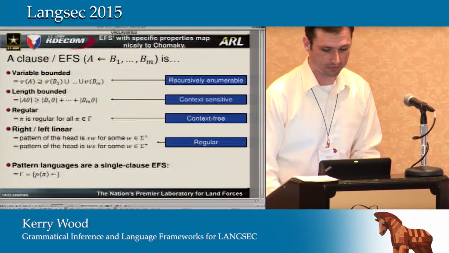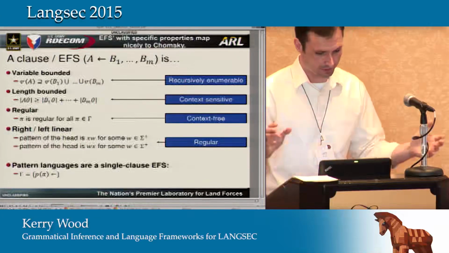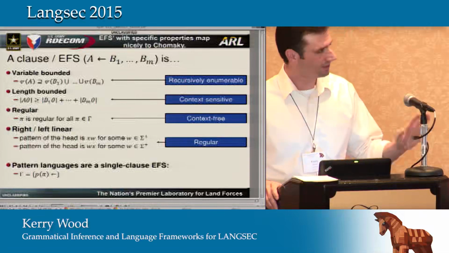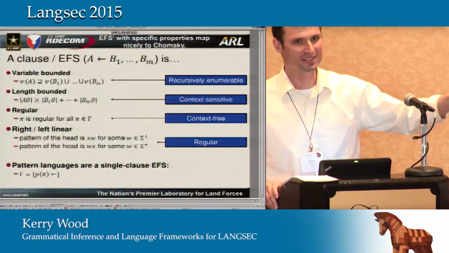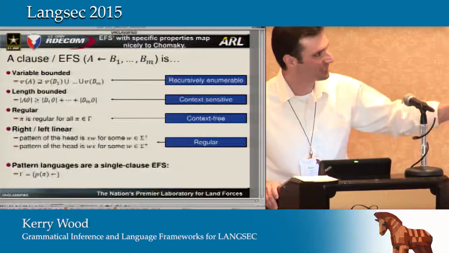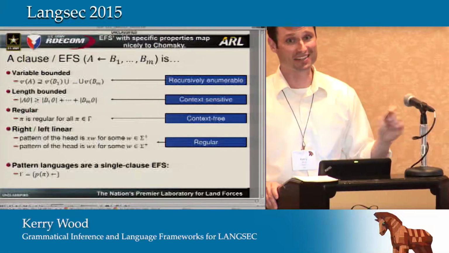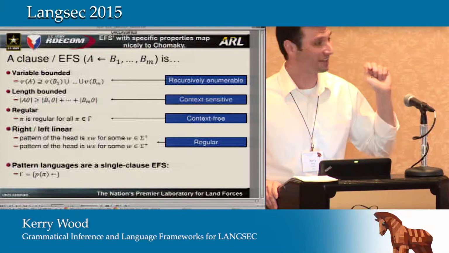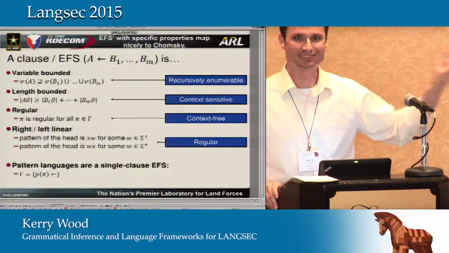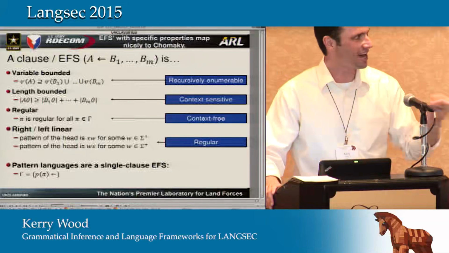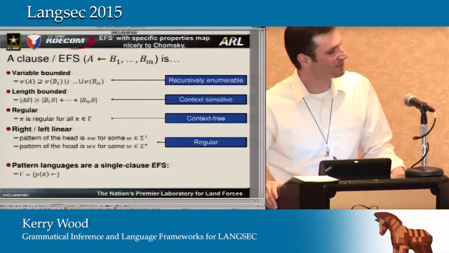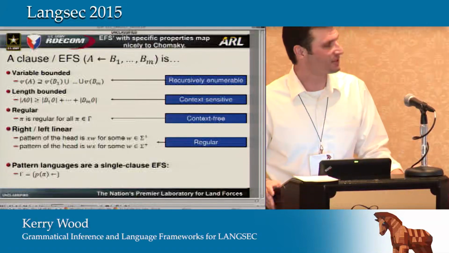So variable bounded are recursively enumerable, everything you can ever write. Length bounded, regular, and the regular are actually context free. So our regular EFS maps to context free, and then right left linear maps to regular. Like I said, there's a reason that it took me forever to do the lit search, because that alone, I have about 3 pages in my notebook with a big box written around it that says regular is not regular for EFS, because when you start doing it over and over, you get pretty confused.